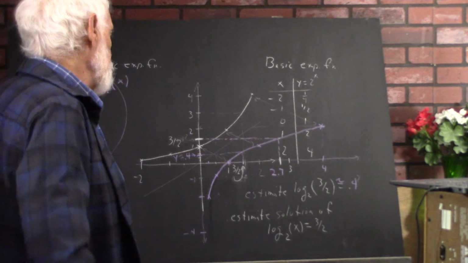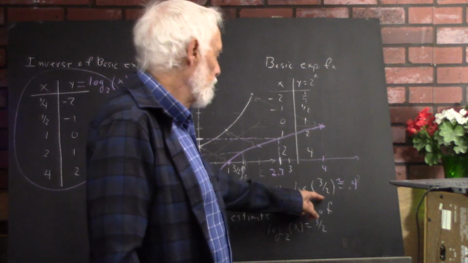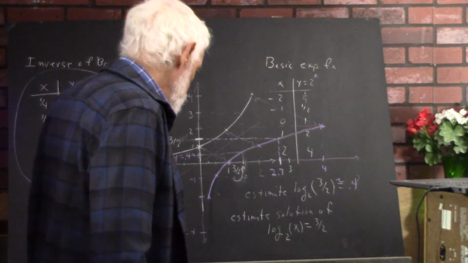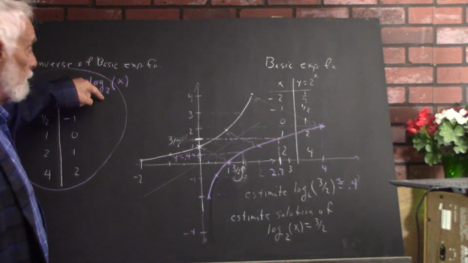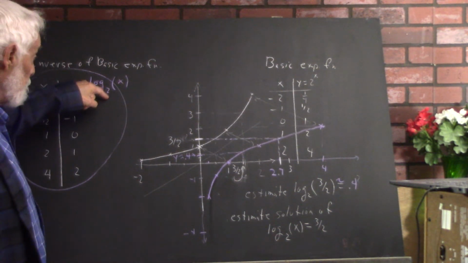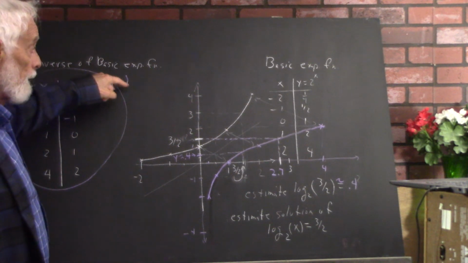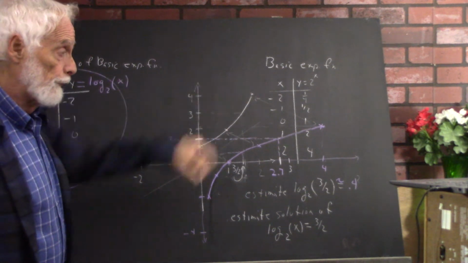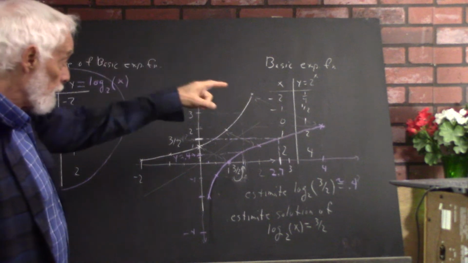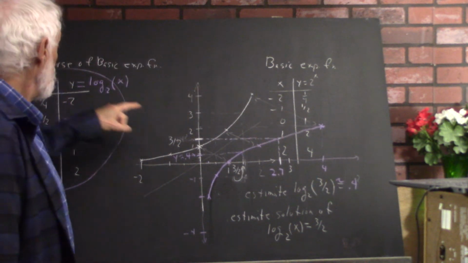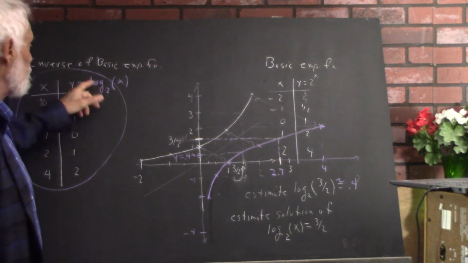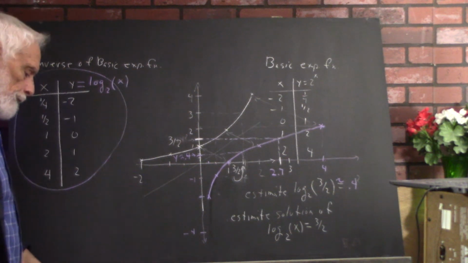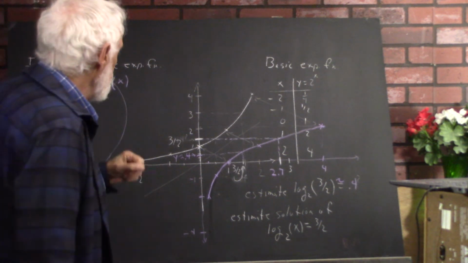And then we are asked to estimate log base 2 of 3/2. Okay, and this function is called the base 2 log function, the log sub 2 of x function. That's the inverse to the 2 to the x function. If we had the inverse to the 3 to the x function, what do you think it would be? It would be log base 3 of x. Okay, but it's 2 to the x, so it's log base 2 of x.